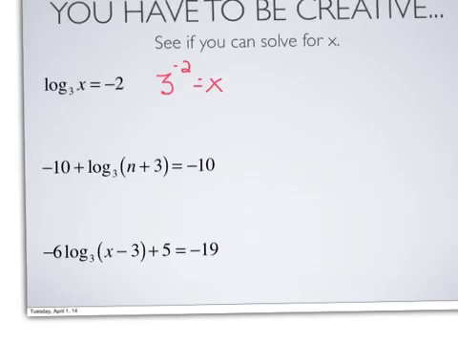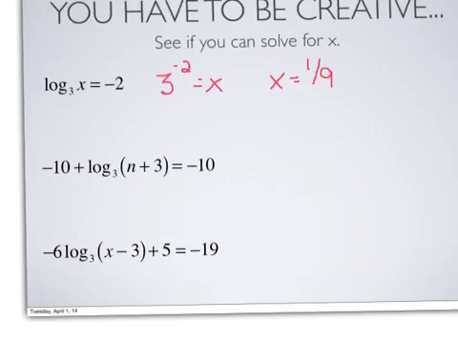9, not negative 9. 9 to the 1 over 9. It's 1 over 9. Remember, a negative exponent flips your answer over. So 3 to the power of 2 is 9, and then it would be 1 over that.